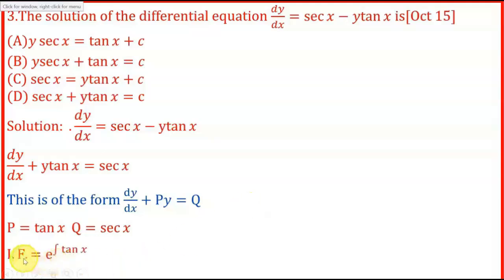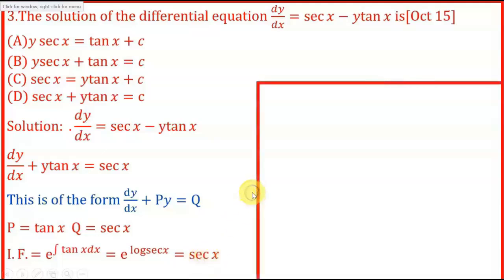Now the integrating factor is equal to e raised to integral of p dx. But what is p? p is tan x. Therefore, e raised to integral of tan x, which is nothing but log of sec x. Again here, e raised to log of sec x to the base e is nothing but sec x, and hence the integrating factor is sec x.